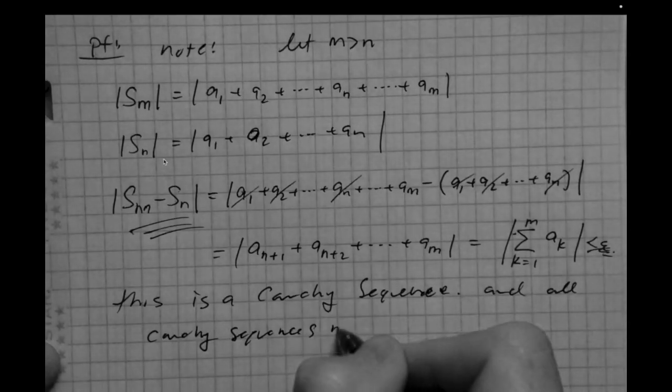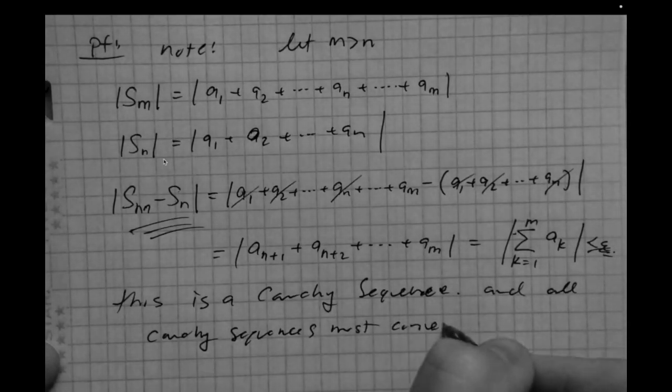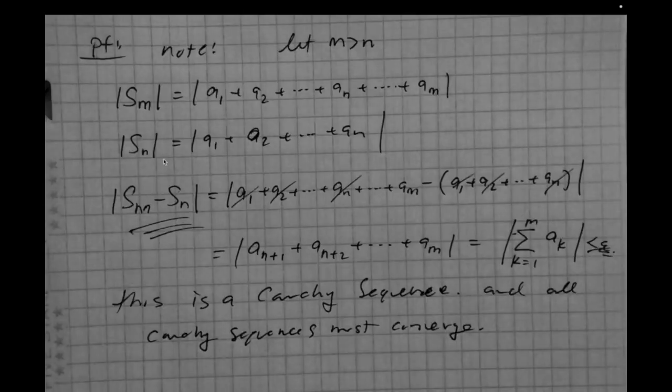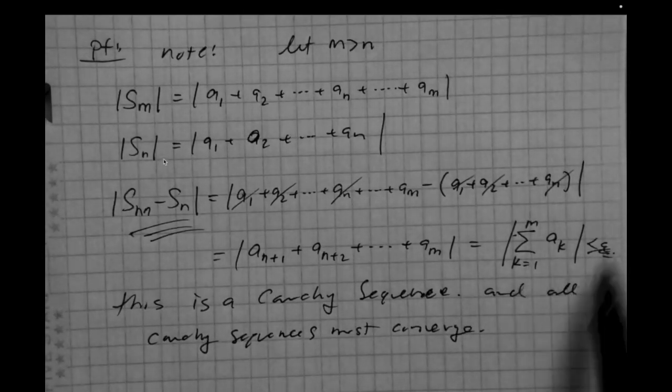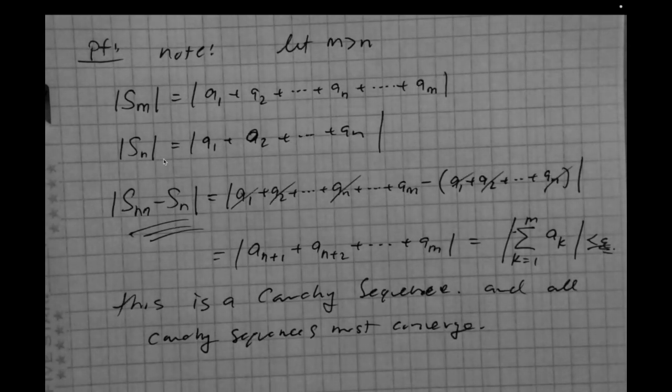All Cauchy sequences must converge. So if this series converges, that means it's obviously going to have to be less than any arbitrary epsilon. It's possible for me to choose n and m such that I can make that thing less than epsilon. So it must converge.